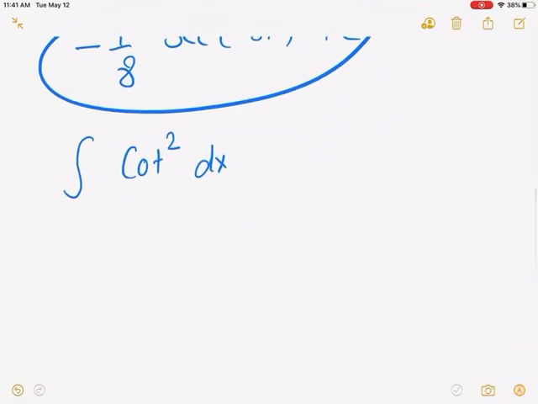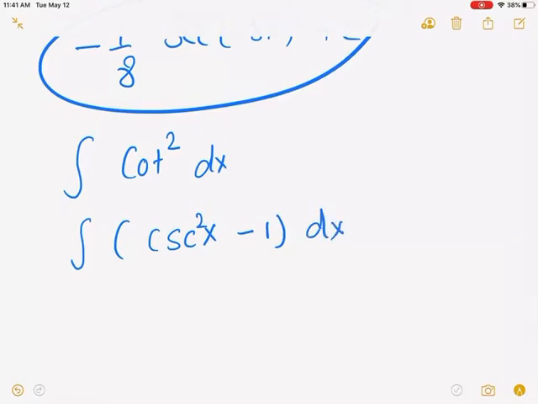Okay, so again, if I look at my rules, I do not have anything for cotangent square. So for something like this, you have to substitute this function with another equation by using those identities. I hope you remember cotangent square based off Pythagorean identities. So this is actually cosecant square x minus 1.